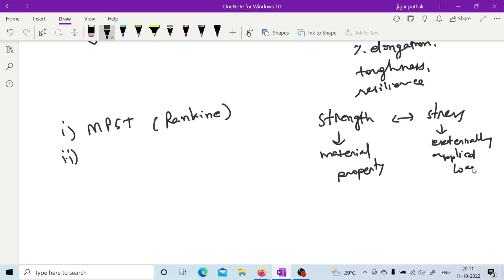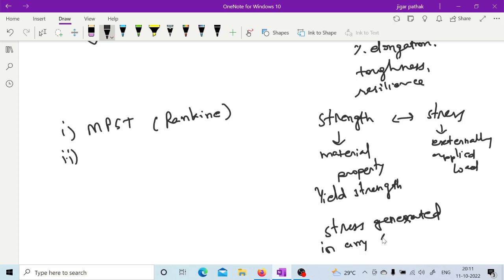So you cannot actually use the term yield stress. Yield strength is the right term, right? So stress generated in any component or element may be greater than, less than, or equal to yield strength. So is it clear?